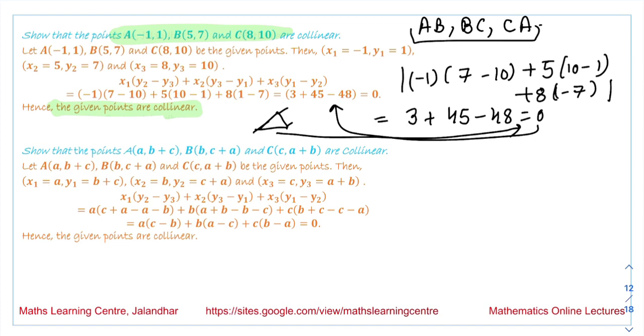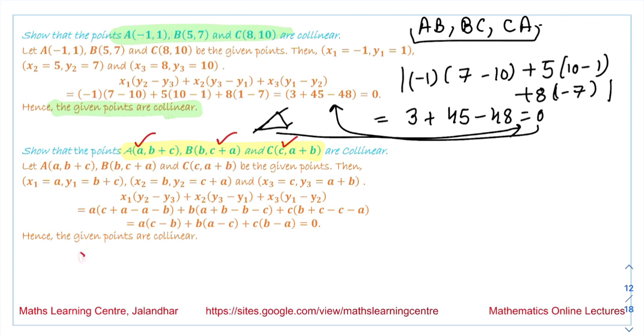Next is: show that these 3 points are given. We have to prove that these 3 points are collinear. So again, we are considering a triangle whose vertices are A, B, C. We calculate the area of this triangle.